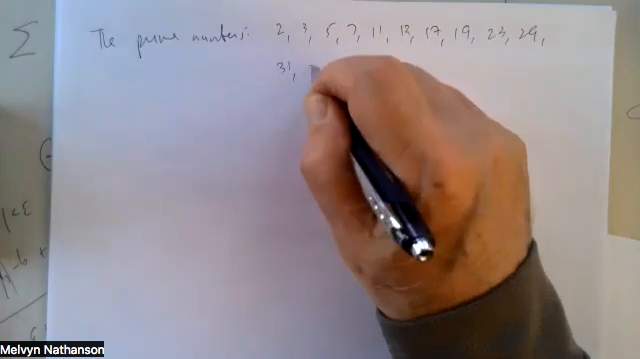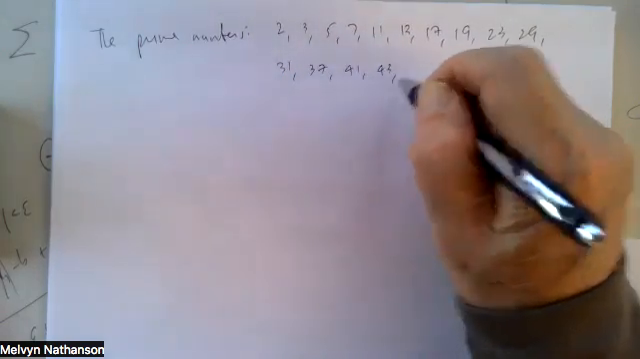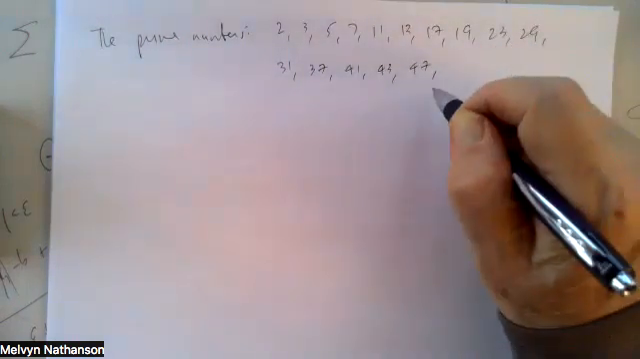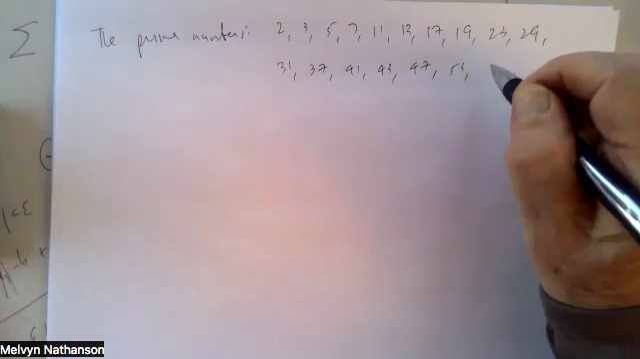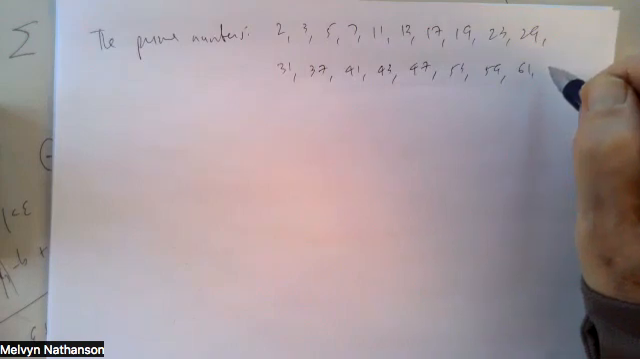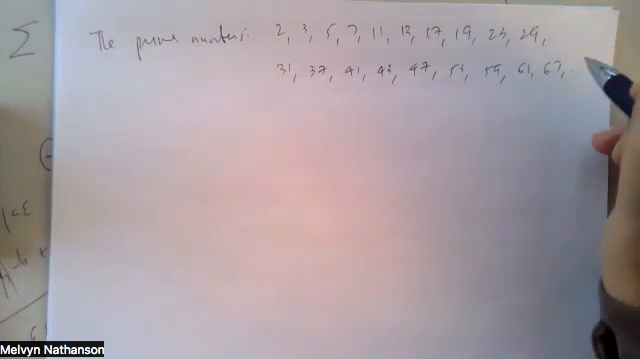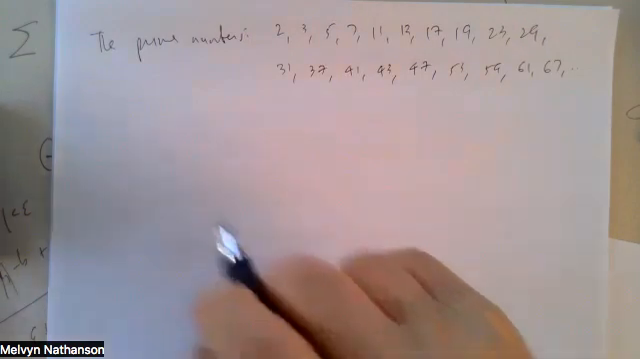See, 31, 37, 41, 43, 47, 53. It's kind of fun looking for these things. 59, 61, 67. Yeah. Those are the prime numbers.